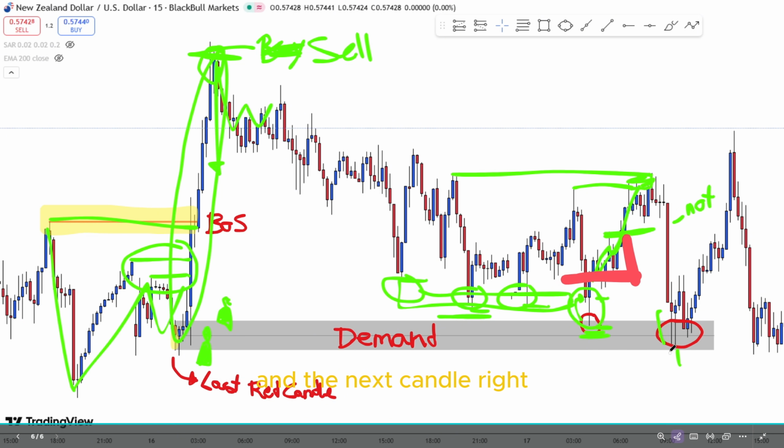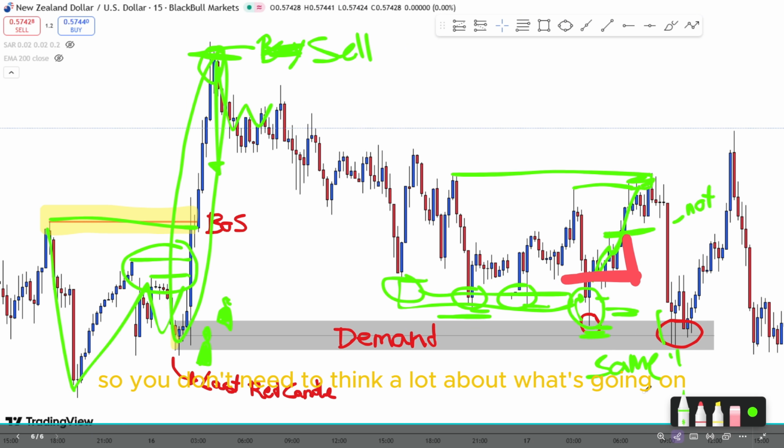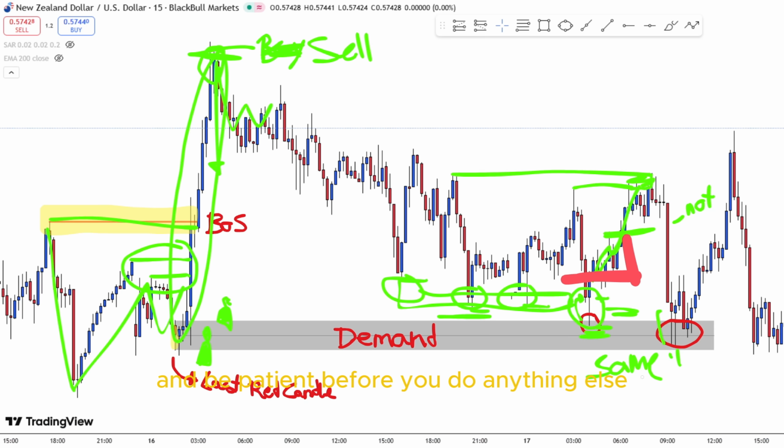At the next candle right here, these are two candles, it is rejecting the level just as strong as the previous candle did. So this pretty much is the same thing. It's simple. So you don't need to think a lot about what's going on. You just need to make the right decision at the right time and be patient before you do anything else.